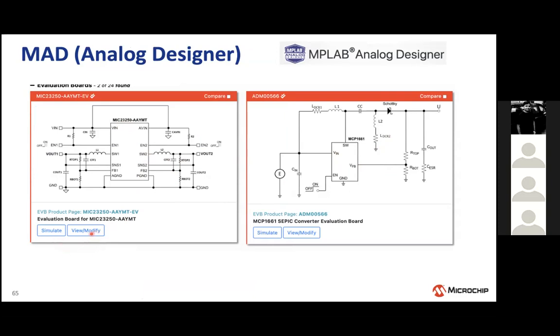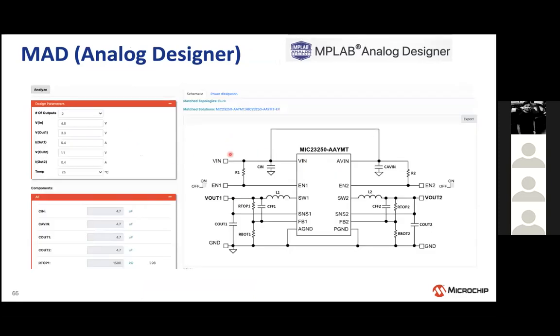Assume that I just clicked on view and modify, then it would take me to another page where it details the analysis, what the values are, and I could live change these parameters and the passives around it, and I can see what changes will happen to the output conditions and also the switching frequencies and all that. And I just have to click on the small analyze button here. There is also another tab here which will show you the power dissipations, right? And hence you could calculate the thermals and all that.